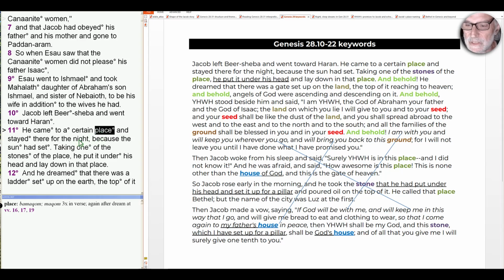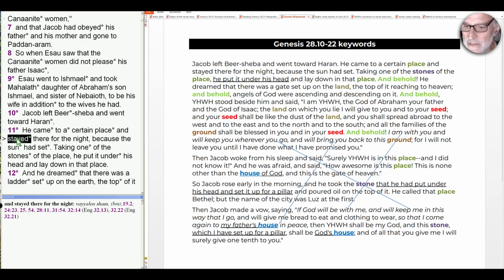He came to a certain place, stayed there for the night, because the sun had set. Taking one of the stones of the place, he put it under his head and lay down in that place, which is obviously awkward in English, and normally a person wouldn't write that way unless they're trying to say, do you hear the word Makom here? And that is the focus.